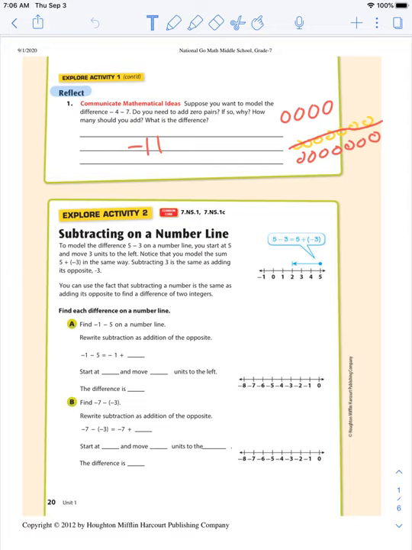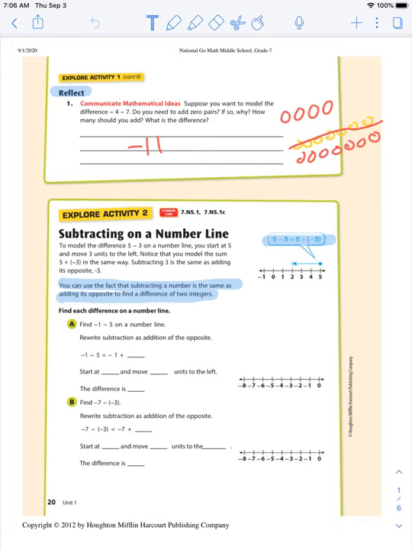So 5 minus 3, this is a key fact here. 5 minus 3 is the same thing as 5 plus negative 3. Same thing. So we're going to use that fact that subtracting a number is the same as adding its opposite. I'm going to highlight that here. Subtracting a number is the same as adding its opposite to find the difference of two integers.